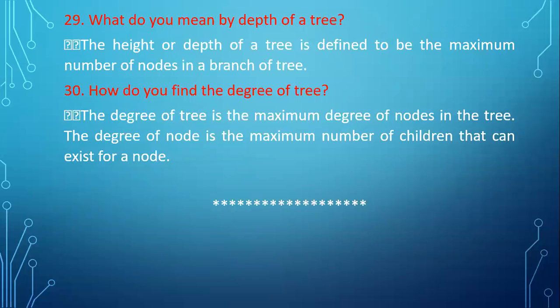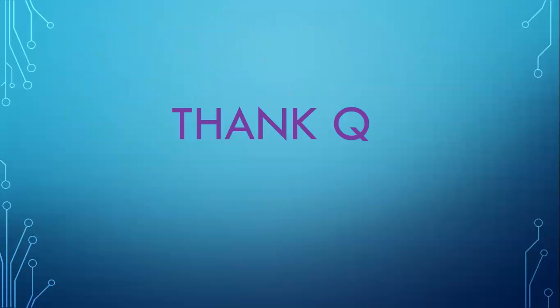The last question, that is question number 30. How do you find the degree of tree? The degree of tree is the maximum degree of nodes in the tree. The degree of node is the maximum number of children that can exist for a node, right?